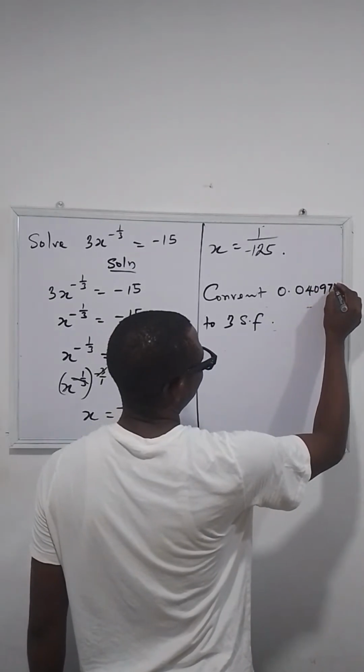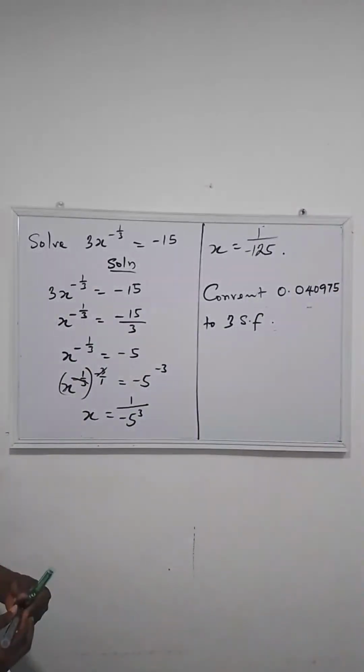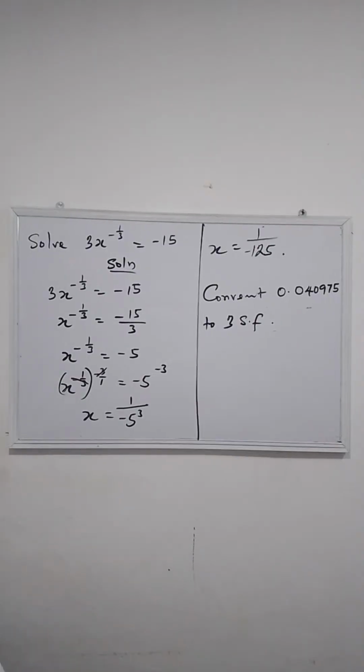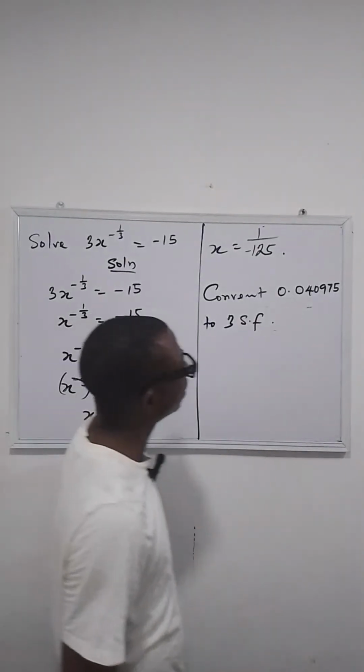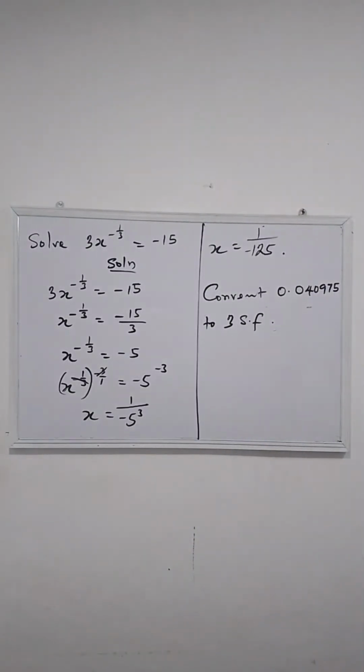0.04097. Okay, so can you see this now? Yes. Convert 0.040975 to 3 significant figures.